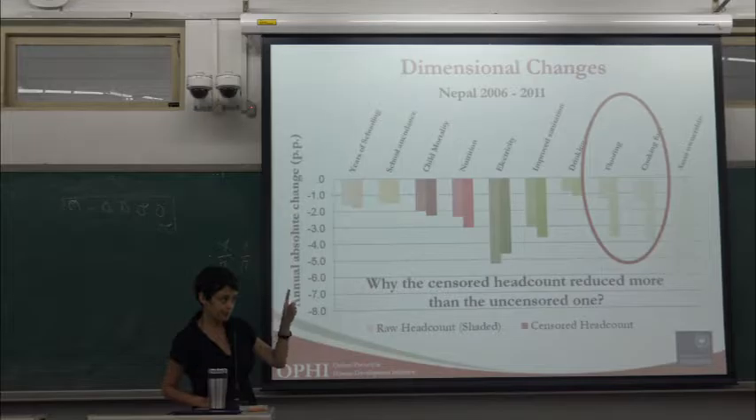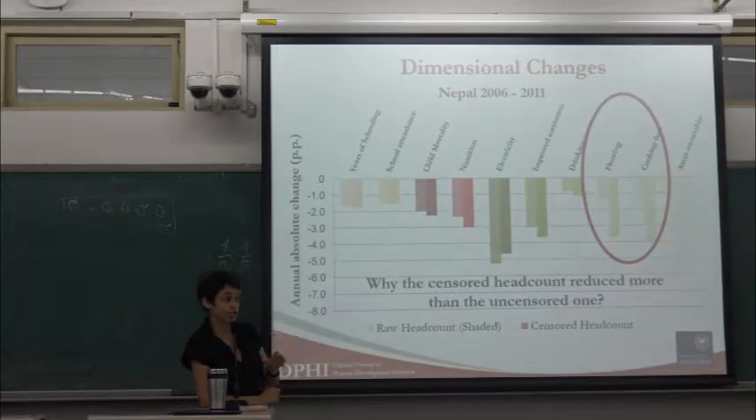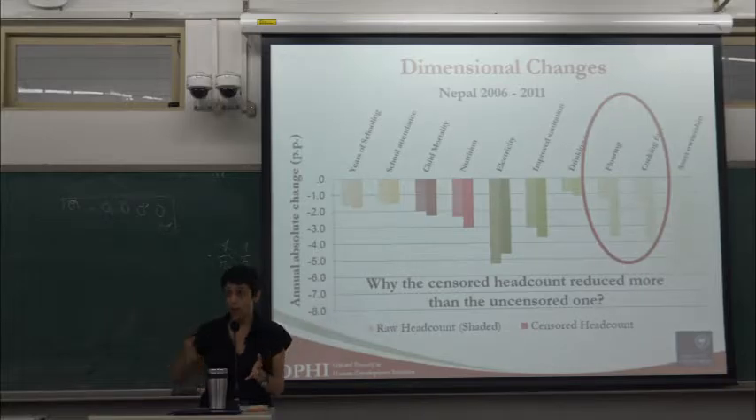Comparing the two: comparing the raw and the censored. Because the raw will give you the changes of deprivations in the whole population. So if nutrition went down in the raw, it seems like the percentage of people living in households deprived in nutrition, in my sample, went down. So there was an improvement in nutrition.